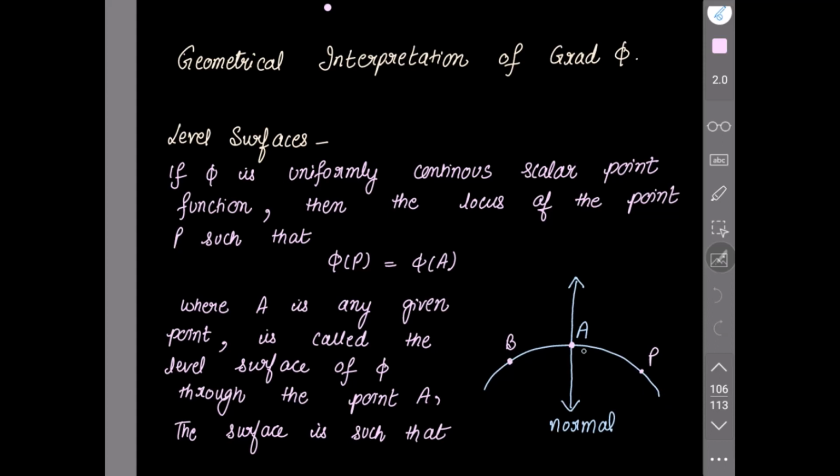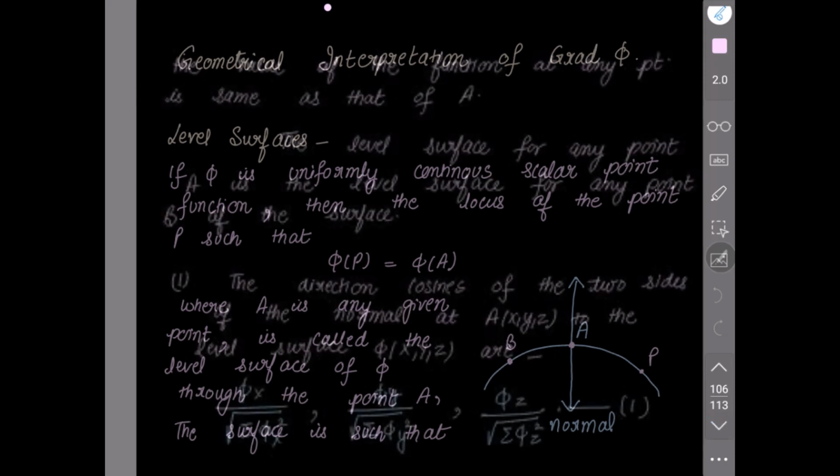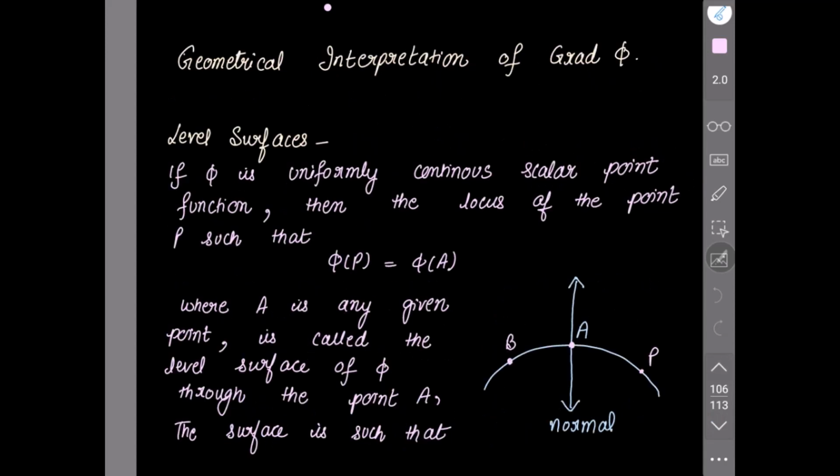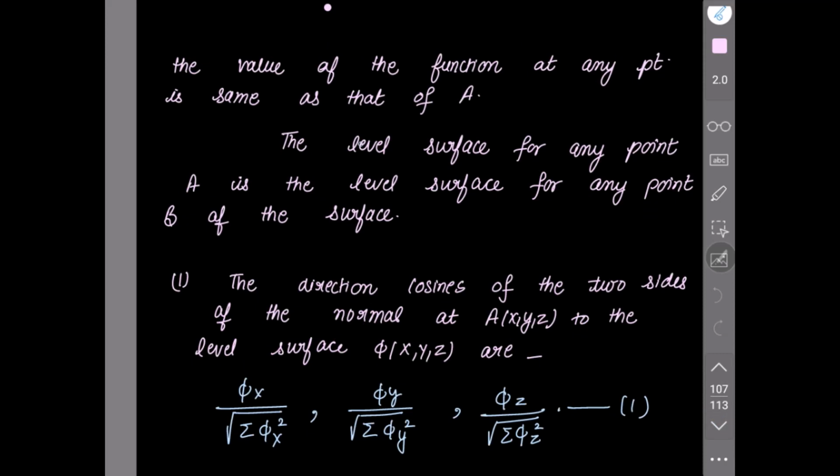This is your locus of the point P such that phi(P) is equal to phi(A), where A is any given point. This is called the level surface of phi through the point A, right? Now this surface is such that the value of the function at any point is the same as that at A. Suppose you take another point B, then the value of the function at A is equal to the value at B, which means the level surface for any point A is the level surface for any point B of the surface, right?